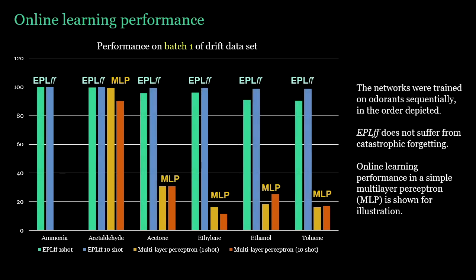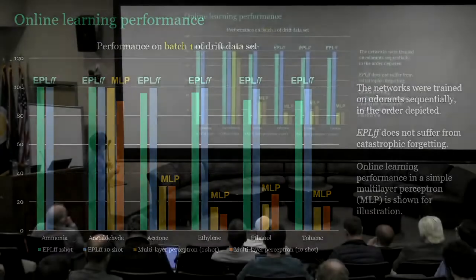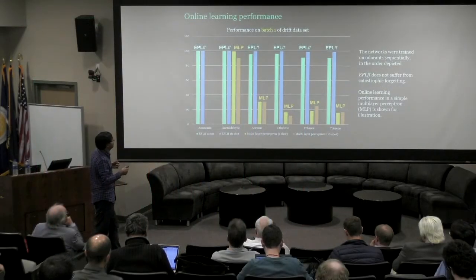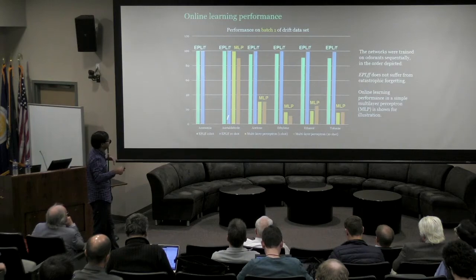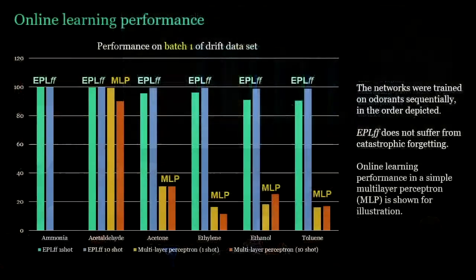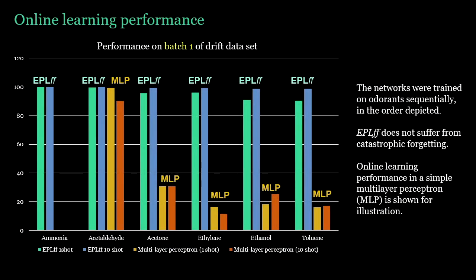Now, I trained this EPLFA, which is this feedforward algorithm, with ammonia, and you saw that performance is high, and then acetaldehyde, it doesn't drop, it is still high, and acetone, ethylene. So you see that in our EPLFA, which is the algorithm that I'm talking about, it doesn't suffer from catastrophic forgetting.